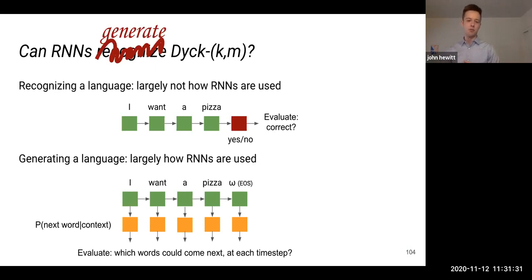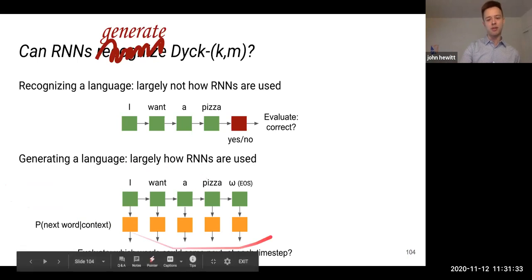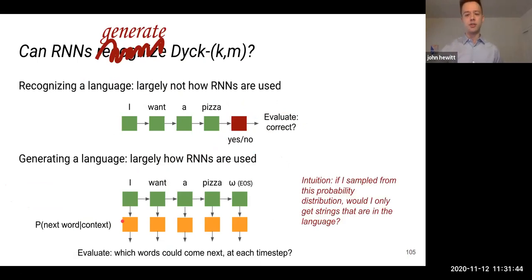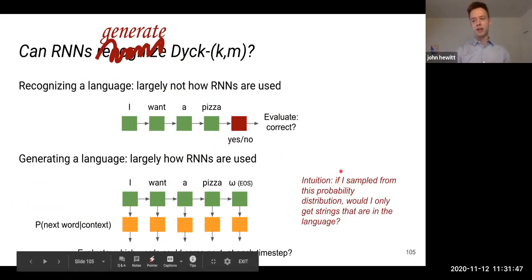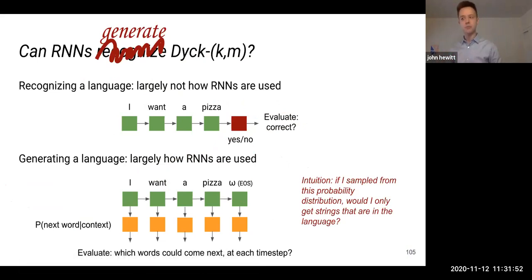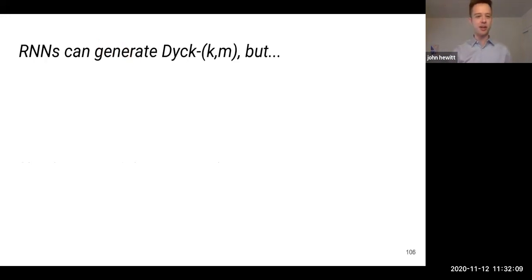But we really want to understand properties of recurrent neural networks as language models, not as recognizers. And so we're going to study this setting as language models. And just a quick intuition is we can evaluate something like, if I sampled from my language model distribution, would I only get grammatical things? And that's how you would know that the language model understands the formal language. Cool. And if you're wondering whether these two are actually different in theory, feel free to ask me. The answer is yes, but it takes a little while to get into.